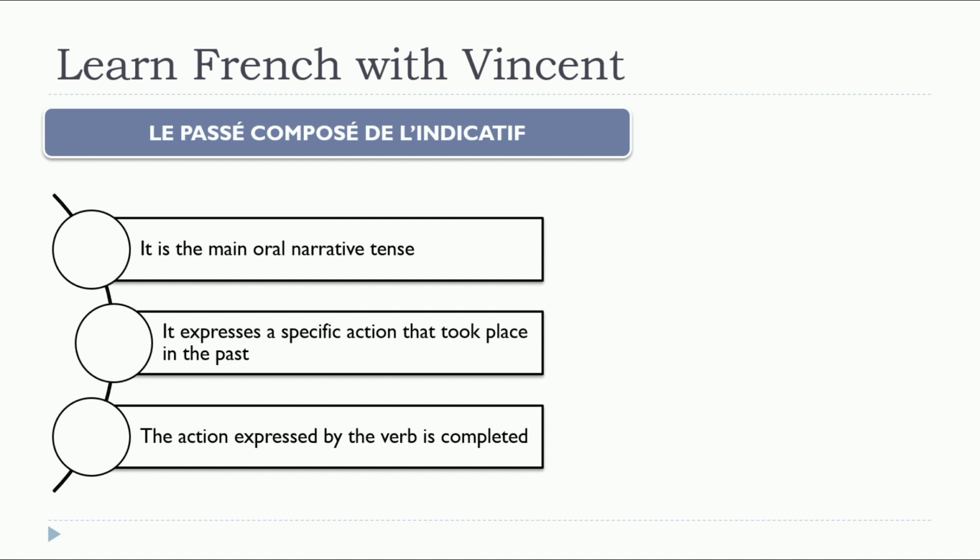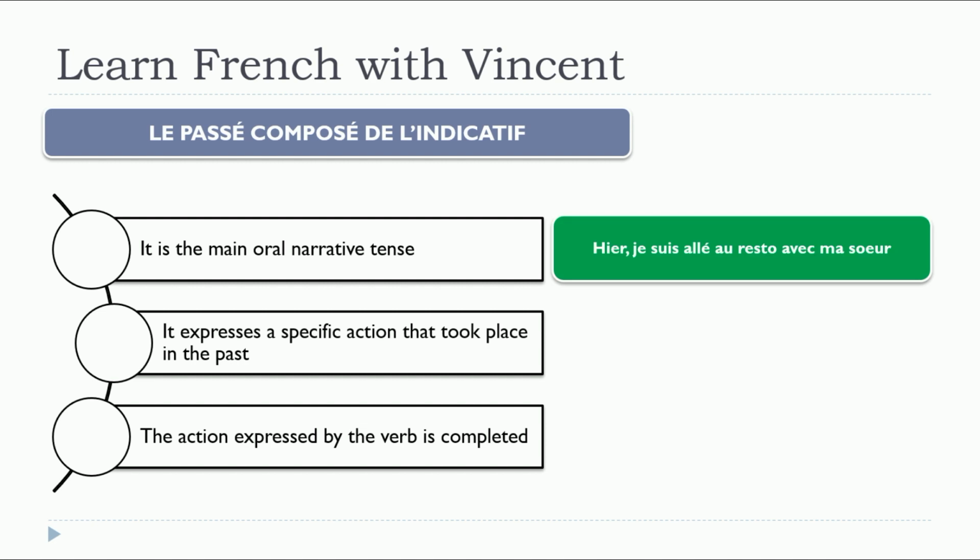And then the action expressed by the verb must be completed. It's in the past. It's something that happened. You don't continue it. It doesn't continue. So basically, it's really behind you. It's in the past. The action is over. So let's take some examples now.